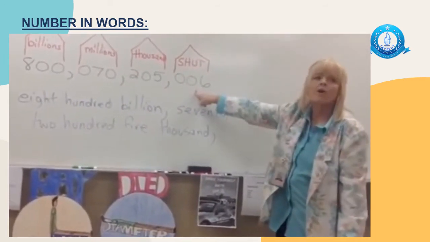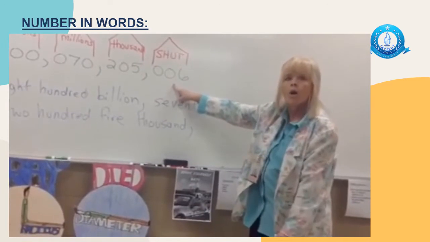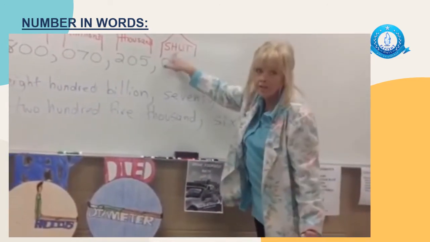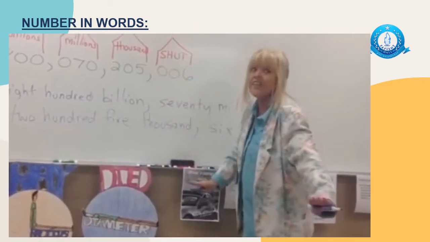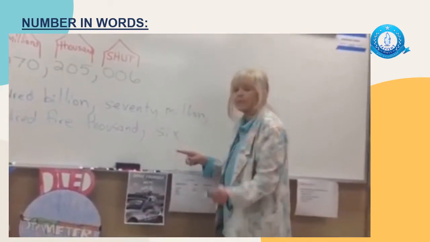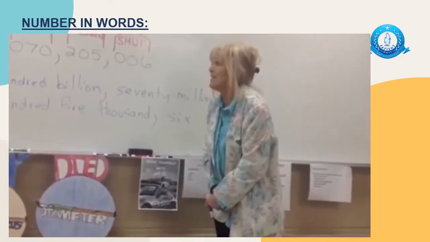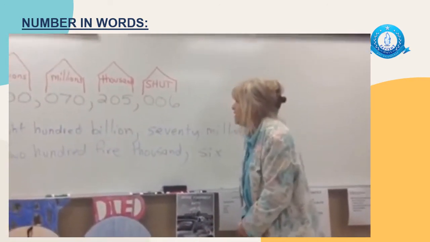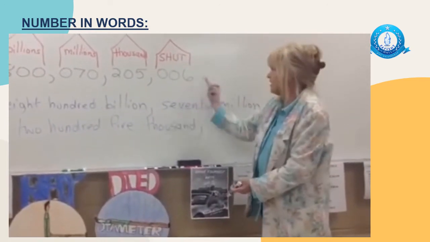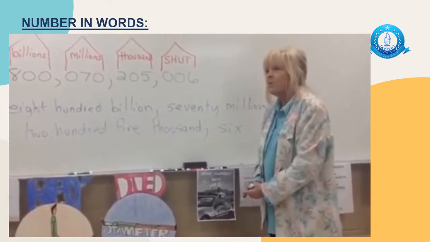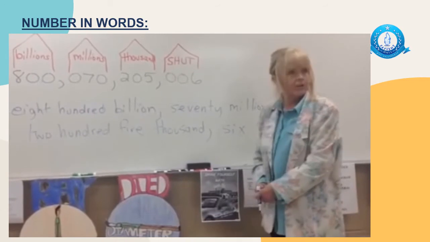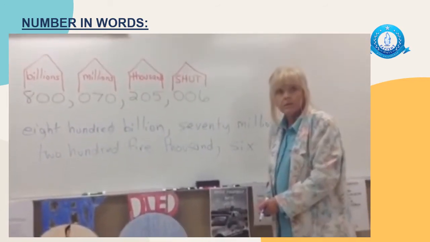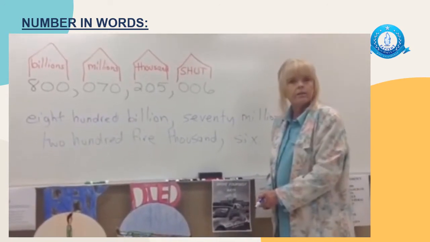Who's in that house? 6. So you just write 6, and then you shut your mouth. You don't say nothing else. Because here's what people do wrong. They'll say 800 billion, 70 million, 205,000, and they think they have to say something about the 6, and they'll say 6 ones, or they'll say 600. No, when you get to the end, you just stop. 6. Done.